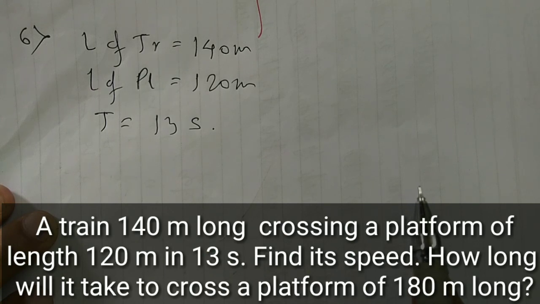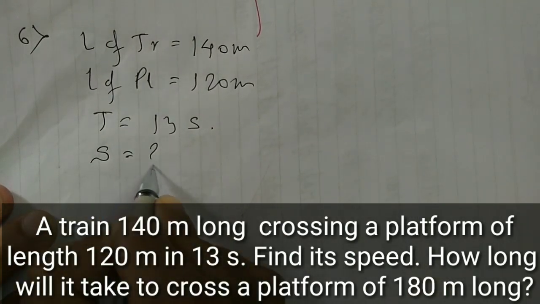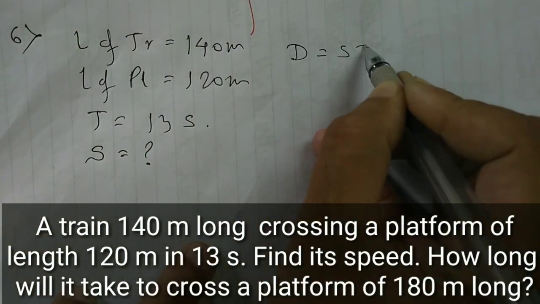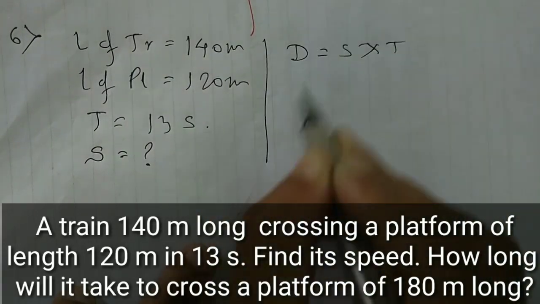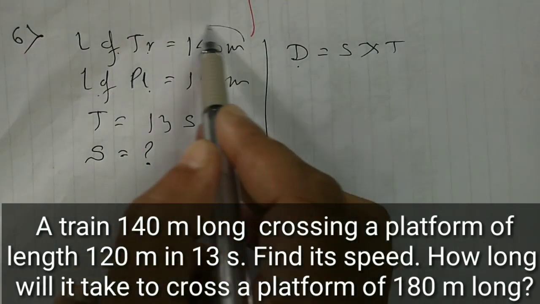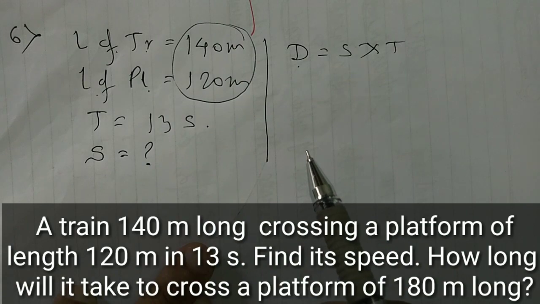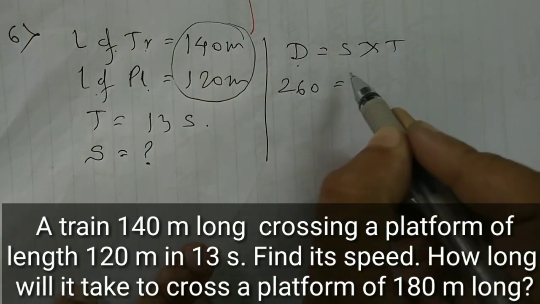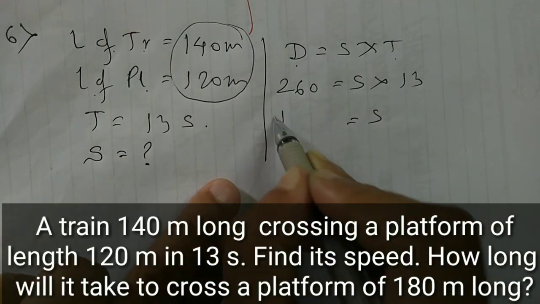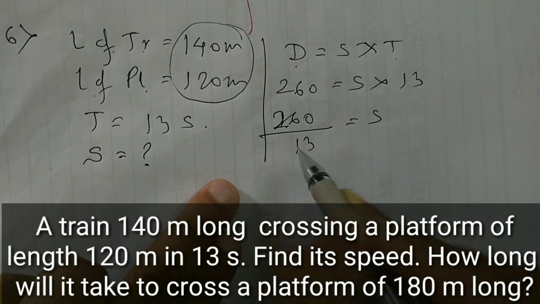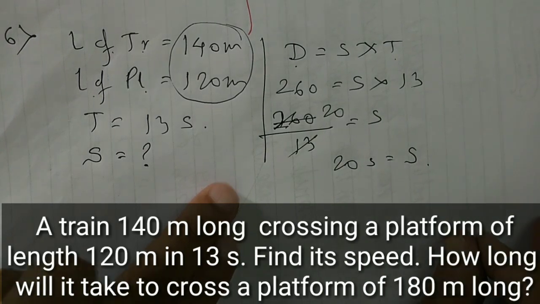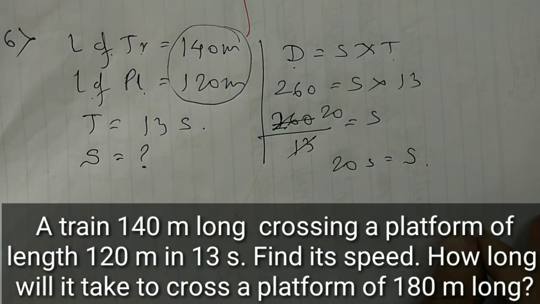Okay. Now let us find the speed of this train. To find the speed of this train, we know that distance equal to speed into time. I told you in this case distance means length of the train plus length of the platform. That is, we have to add these two. That is 260 meter. What is the speed? We do not know. What is the time? 13 seconds. So speed equal to 260 by 13. That is 20. Got it? Now the question is not finished yet.